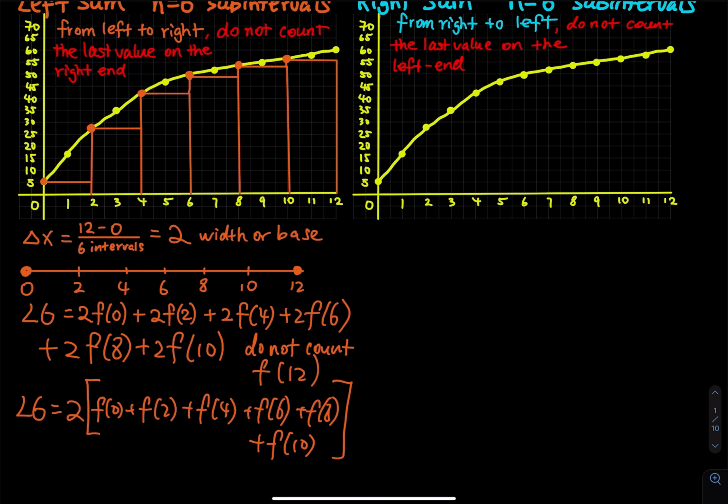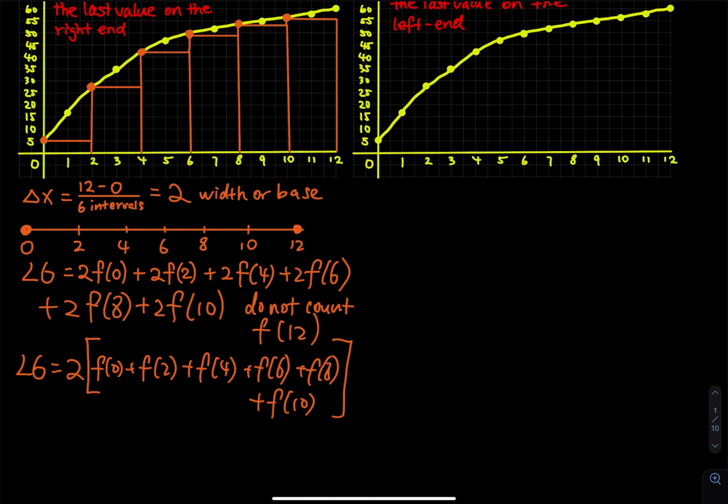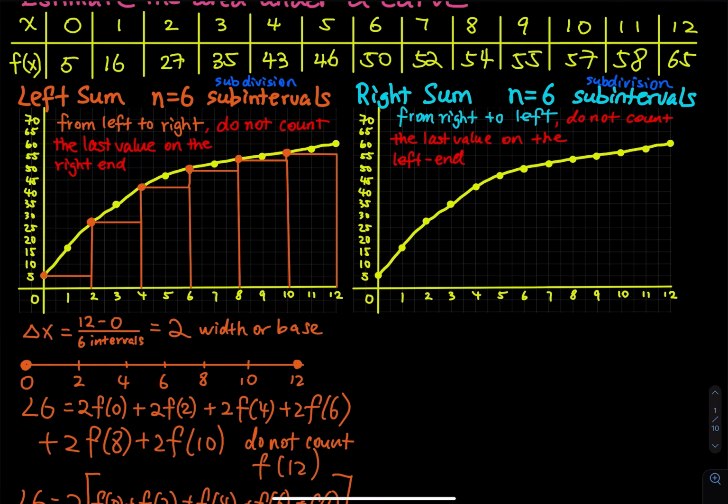That is how every single book writes this. And then you have to tell me what the y values are. So L6, that is 2, when x is equal to 0. You have to use the table.